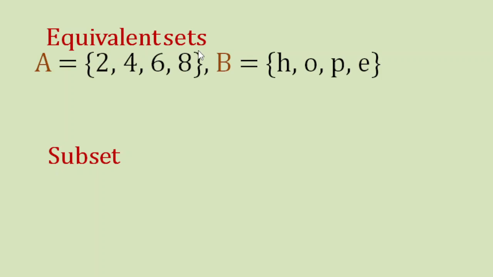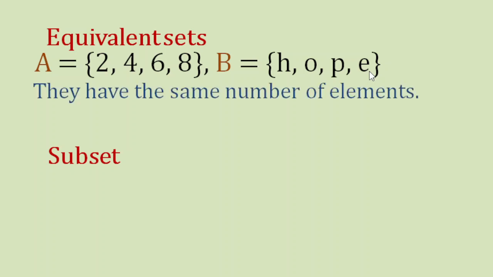We also have equivalent sets. Suppose we have A equals {2, 4, 6, 8} and B equals {H, O, P, E}. Notice that they have the same number of elements. Because they have the same number of elements, we say that A is equivalent to B. This is our notation.